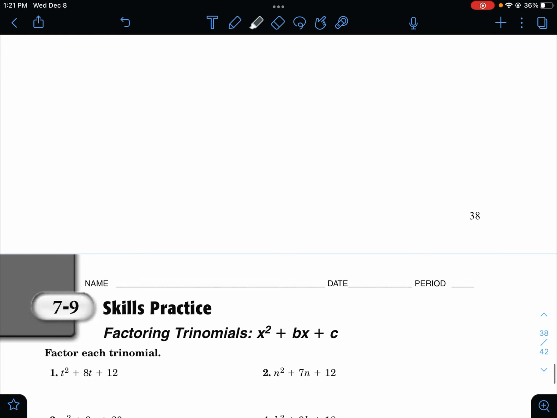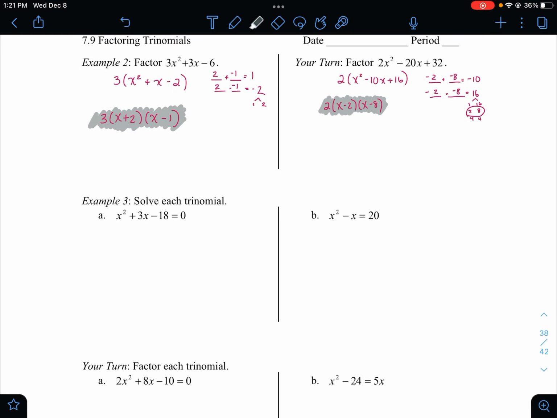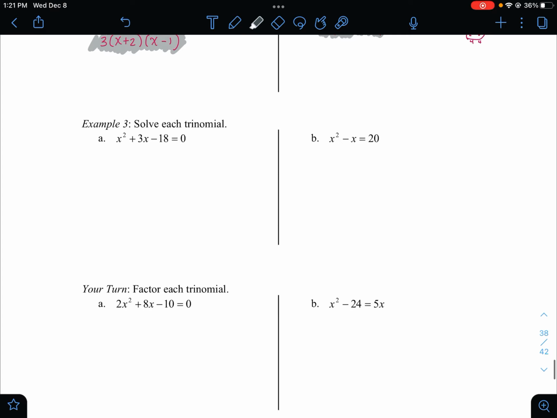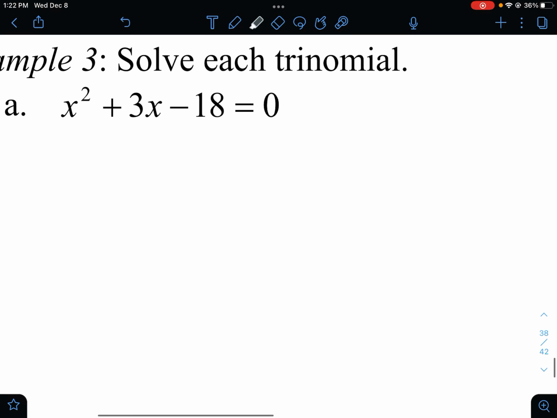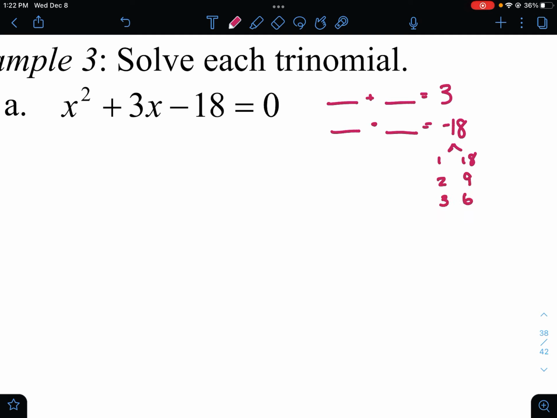All right, the last thing we are doing today is solving. So it's combining the factoring we just did and the zero product property from the day before. Okay, so if we have to solve each trinomial, we solve them by factoring. There we go. So this becomes x minus 3 times x plus 6, but now it equals 0.